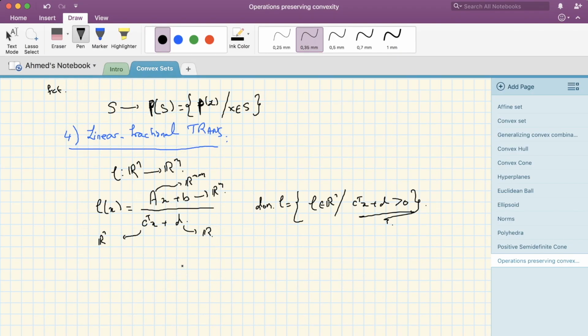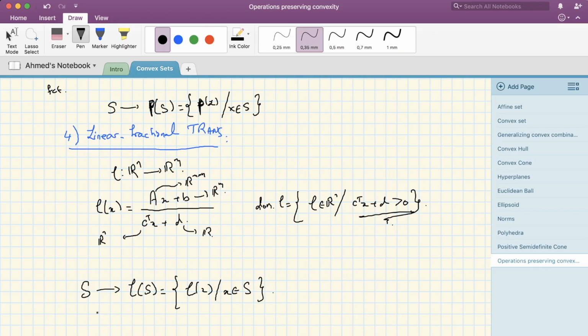Now, as we did previously with affine and perspective transformations, for each set S there's a set L of S, which is defined as follows: L of x's, where your x's belong to S. And again, if S is convex, so is L of S. It works also all the way around. So if L of S is convex, then so is S.